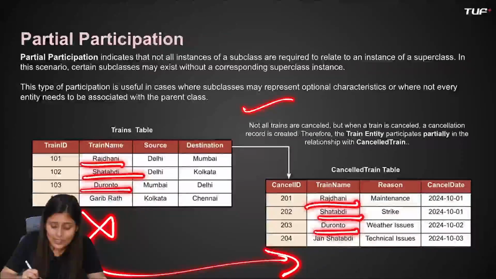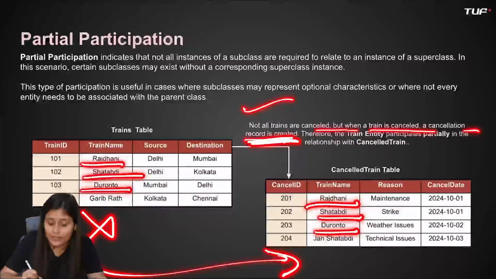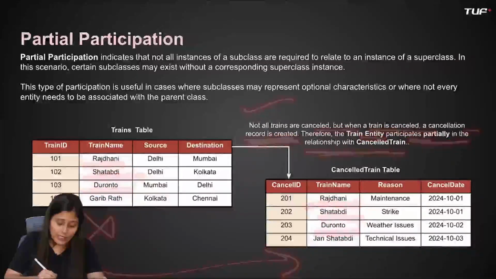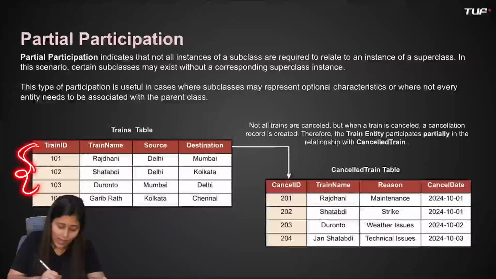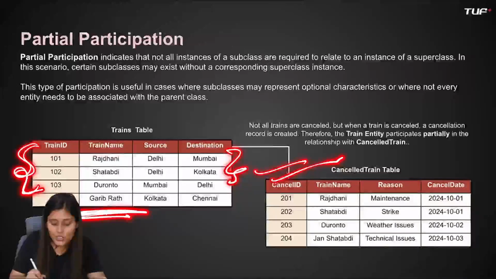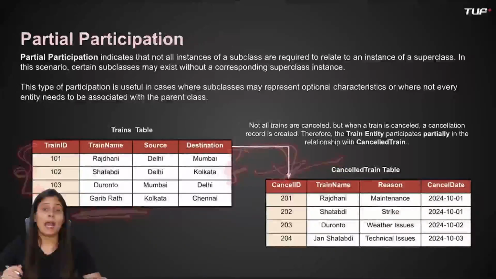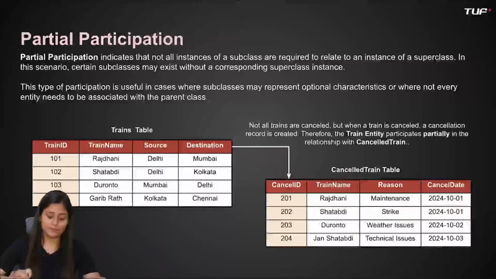So not all trains are cancelled, but when a train is cancelled, a cancellation record is created. Therefore, the train entity participates partially in the relationship. Here we can say only these three are there in the cancelled train table. This fourth one is not there. So they are partially participating in the relationship, and that is called partial participation.